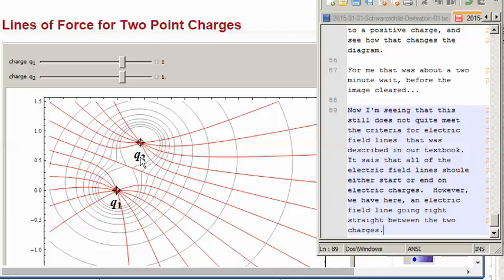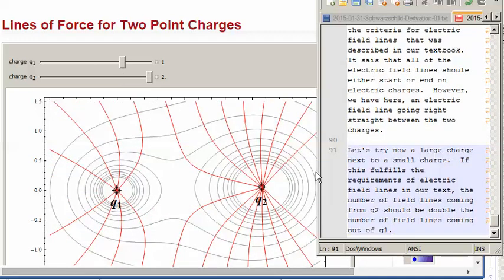Now I'm seeing that this still does not quite meet the criteria that was described in our textbook. It said in the textbook that all the electric field lines should either start on positive charges or end on negative charges. These are all starting on positive charges, but this one we see right here, we have an electric field line going straight between the 2 charges.